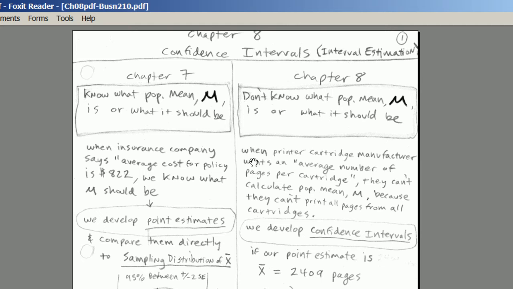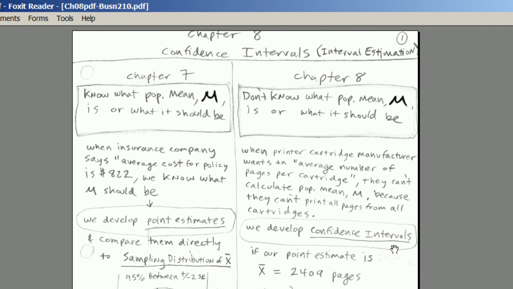All right. A printer cartridge manufacturer wants the average number of pages per cartridge. Now think about this. As a manufacturer of printer cartridges, you're going to run an ad, or put something on the back of the box, like the average number of pages you can expect is... It's got to say what the average expected pages are. Well, you can't know mu, right? The reason is you can't calculate the population mean because they can't go out and print all the pages for all the cartridges. So that's where confidence intervals come in.